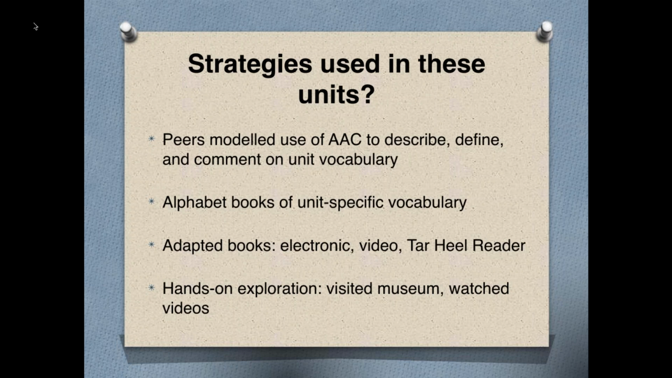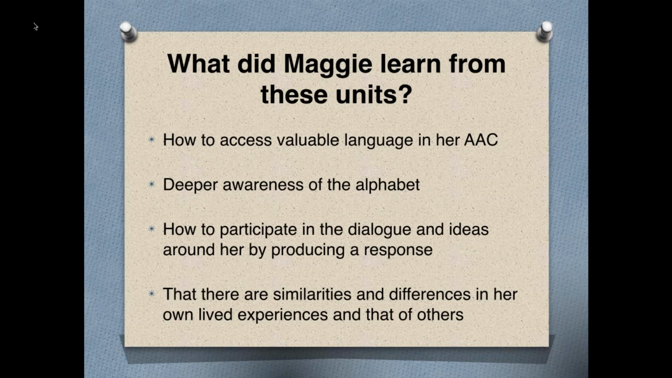But creating those kind of adapted materials that she could access, again, focusing on words in those materials that she has access to in her communication system. So using her communication system to write out what a pyramid is, to define it, to describe it, and then put that into a book so she can have more review and repetition. And hands-on exploration, trying to go in person to see things at the museum, watching videos of them, that sort of thing. What did Maggie learn from these units?